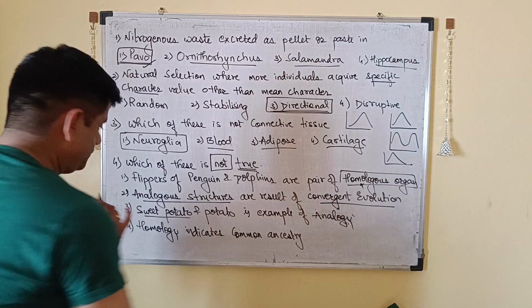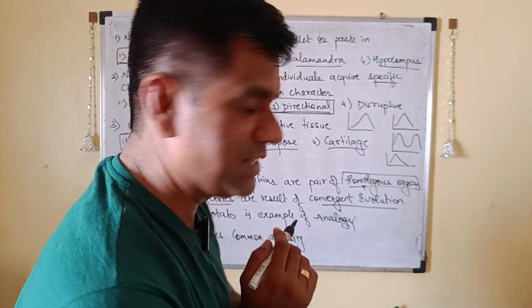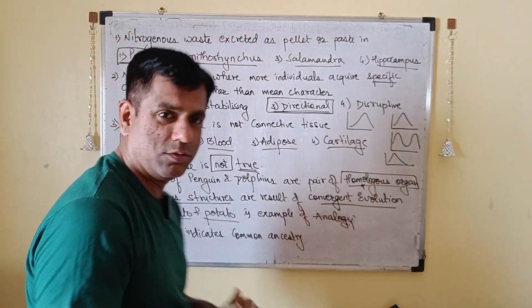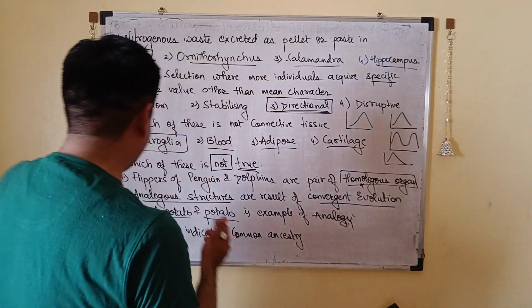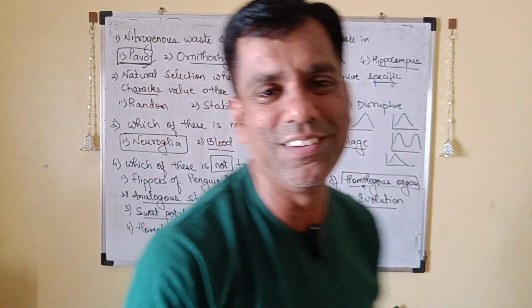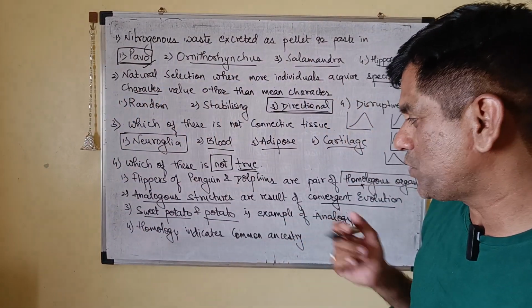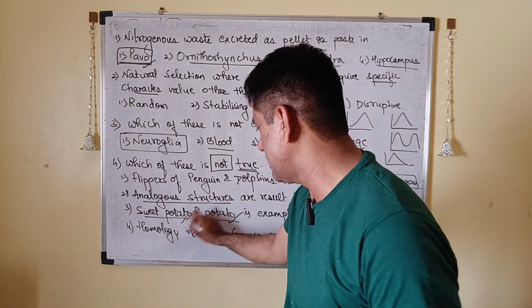The sweet potato, the one which you eat when you are fasting, and the potato, which you also eat when you are not fasting. Anyways, potato also we eat in a fast, but this potato and sweet potato, we know that this is a stem and this is a root.